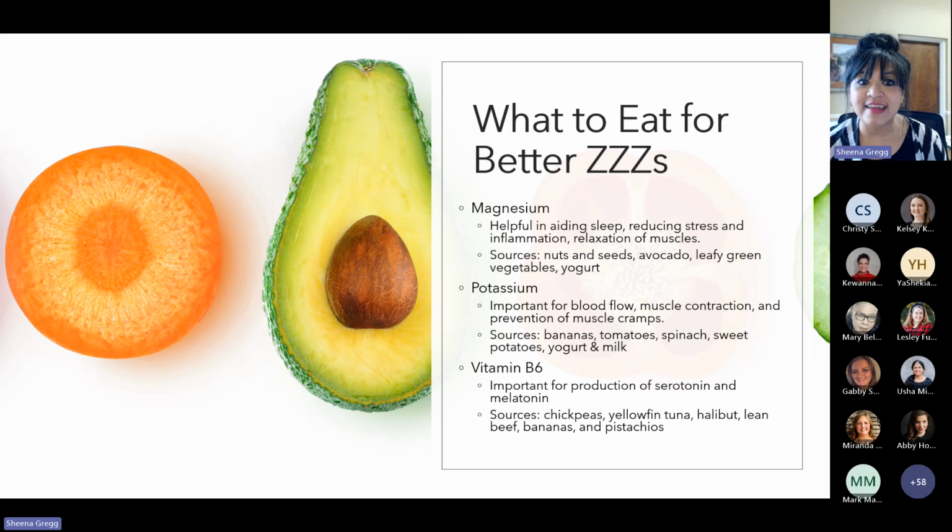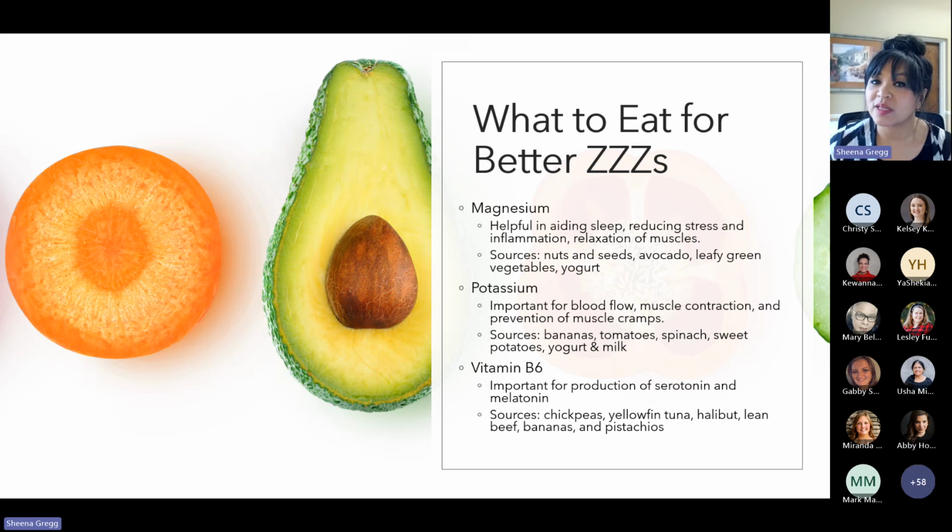Another nutrient to think about is going to be potassium. That's really going to help with our blood flow, muscle contraction, and prevention of muscle cramps. I don't know how many of you get muscle cramps throughout the night. I know I consistently get woken up by having cramps in my calves.